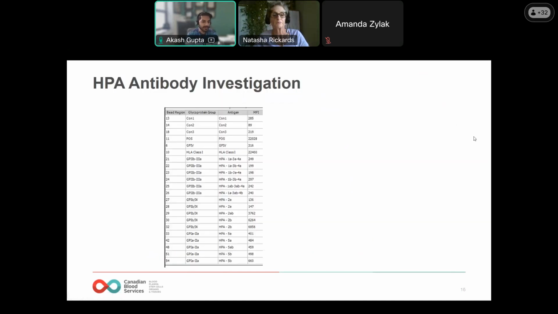The second part of our investigation that we do for all of these patients is we look for HPA antibodies, because we know they can also contribute to the development of refractoriness and also possibly to PTP, which in this setting can sometimes be hard to distinguish.